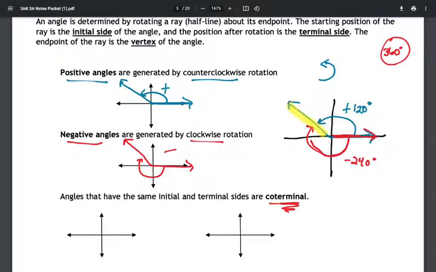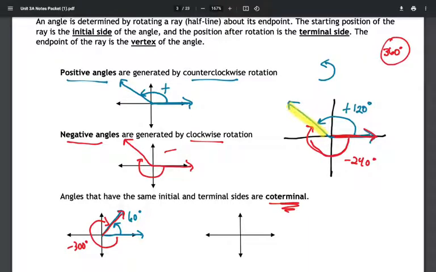Let's say I have an angle right here. Let's just make this about a 60-degree angle, say. So from here to here, that makes that a positive 60 degrees. If I had gone in the negative direction, so if I'd gone clockwise, that same terminal side would give me a negative 300 degrees. Now, that's just two angles that would be coterminal. There are an infinite number of coterminal angles with that same terminal side right there.